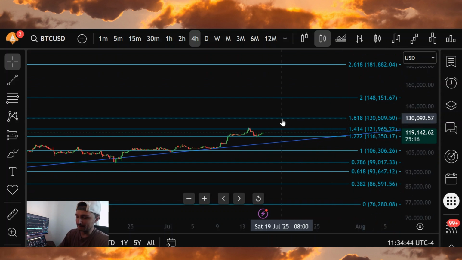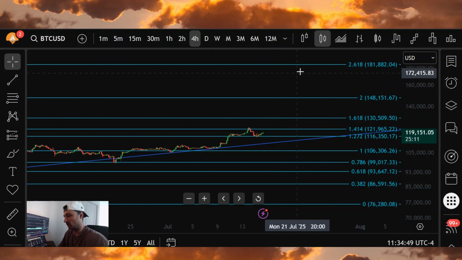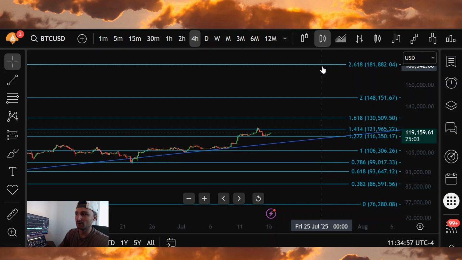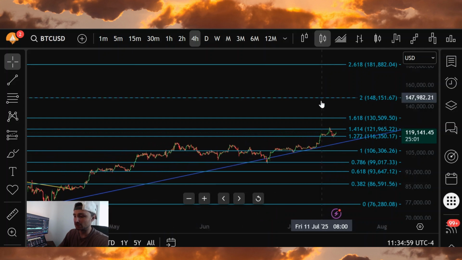But ultimately, if we get a good response off this 161, I think that we can probably get to this 261 towards the end of the market cycle. I think probably in around Q3 or Q4. All right, so that's what the Fibonacci's are telling me.